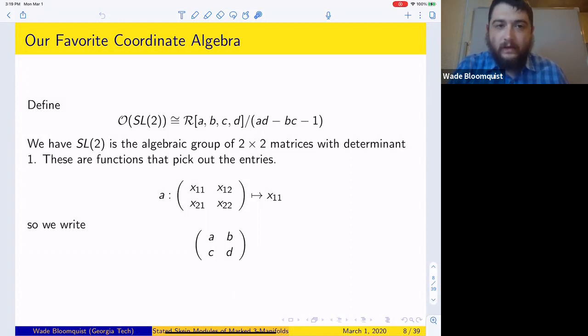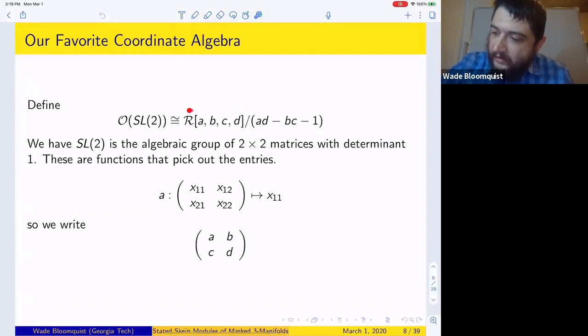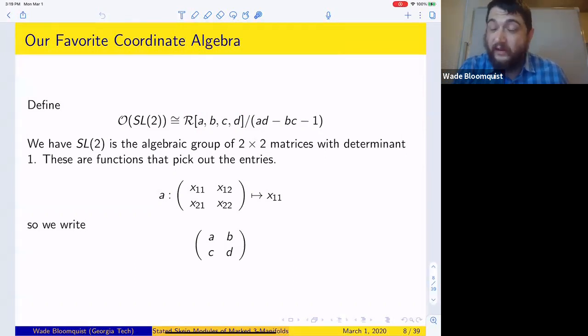Now, the coordinate ring, or coordinate algebra if you prefer, of this algebraic group is really easy to describe. When we write this piece right there, we just have polynomials in 4 variables that commute. So that's a really simple thing to talk about. And we have one additional constraint, and that's that AD minus BC is equal to 1. This is, of course, just the determinant constraint.